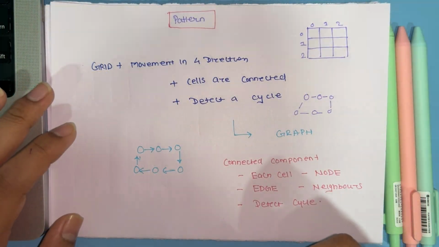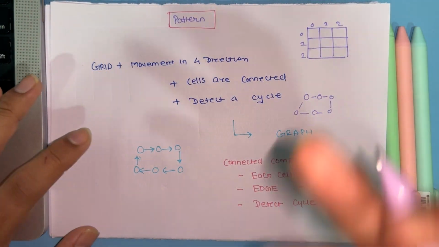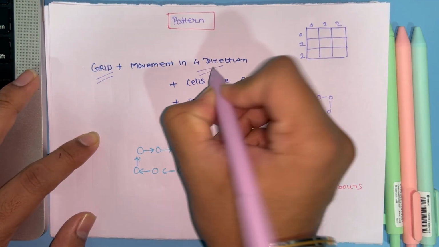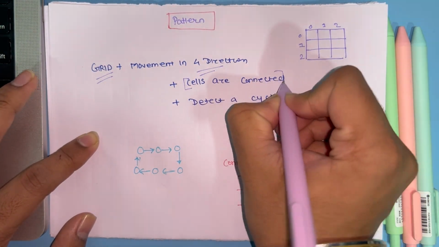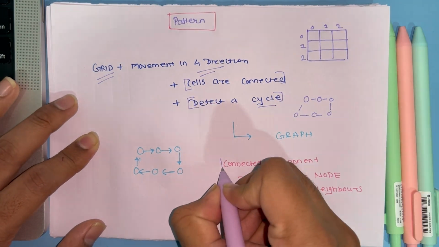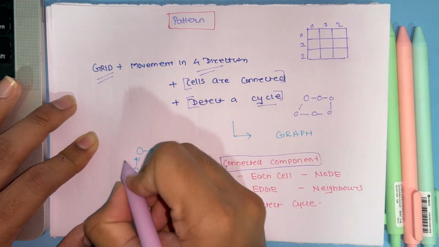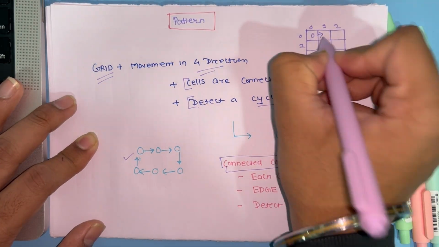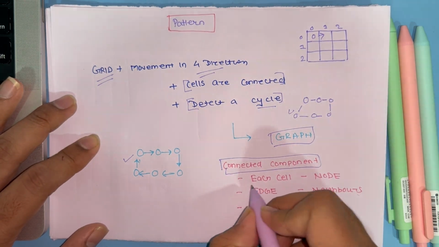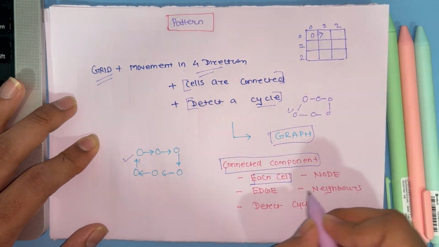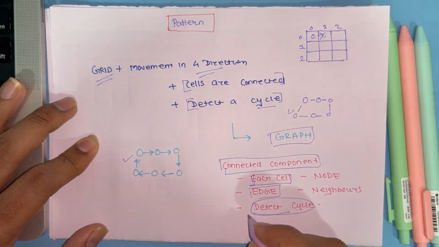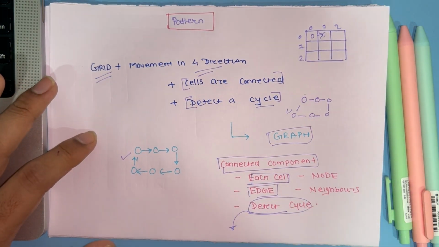So before solving this problem, let's see the pattern where this problem falls in. Whenever you see a grid and you have to move in 4 directions and the cells are connected and you have to detect a cycle or something, basically when you see connected components being formed like this, just think it is a graph question. Each cell will act as a node, each edge will be the neighbors, and you just need to detect a cycle. So we can use the basic logic of detecting a cycle in a graph.